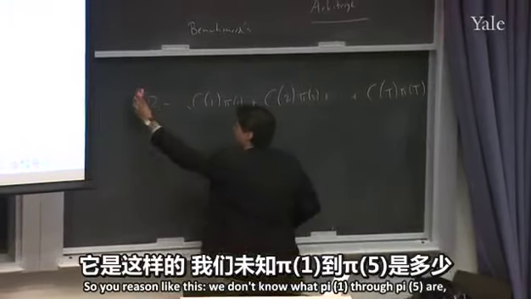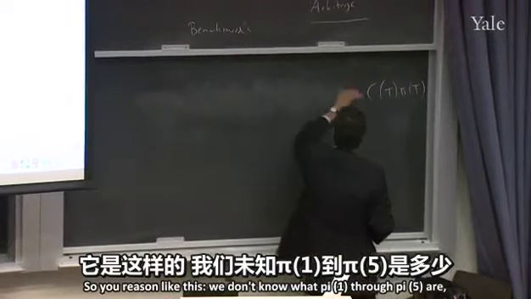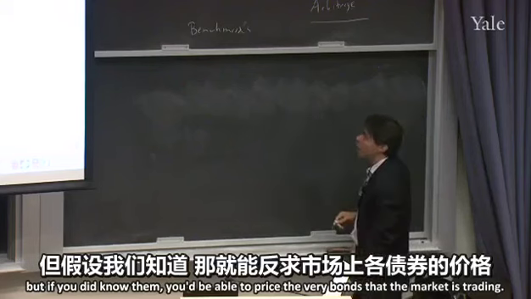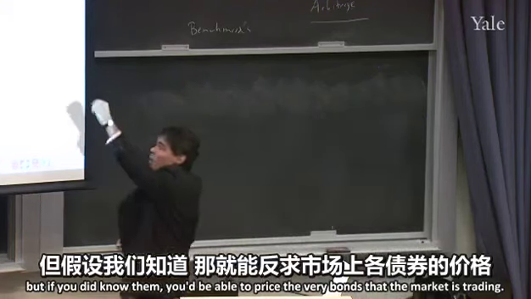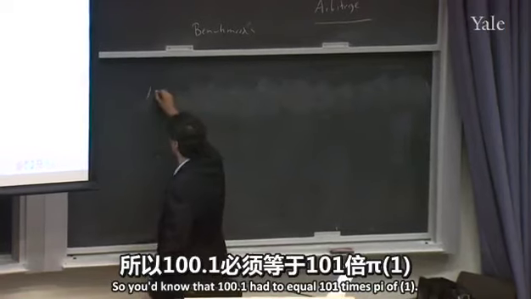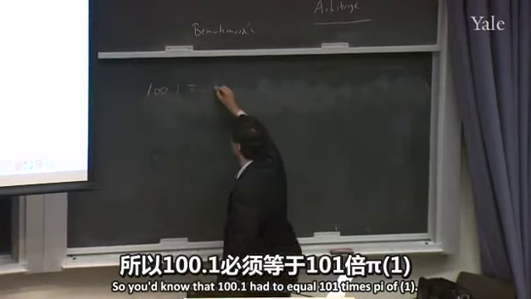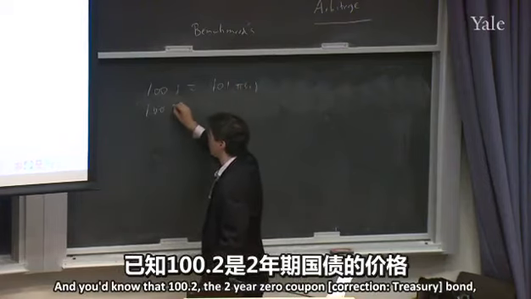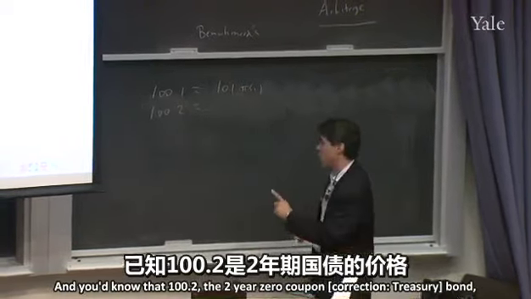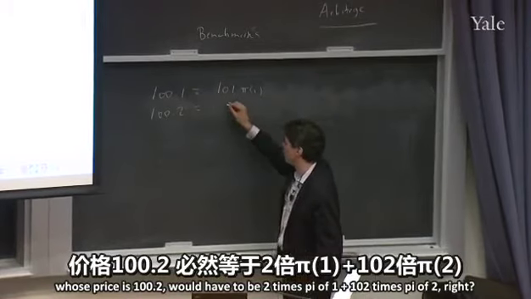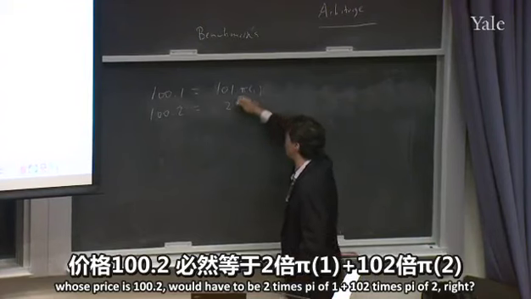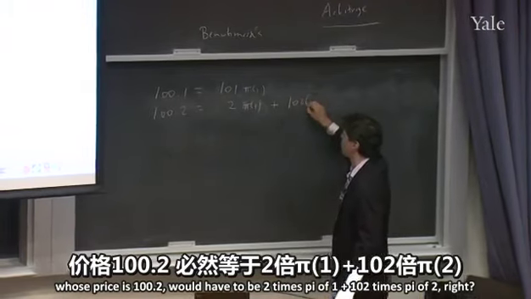So you reason like this. We don't know what pi 1 through pi 5 are, but if you did know them, you'd be able to price the very bonds that the market is trading. So you'd know that 100.1 had to equal 101 times pi of 1. And you know that 100.2, the 2-year bond, whose price is 100.2, would have to be 2 times pi of 1, plus 102 times pi of 2.